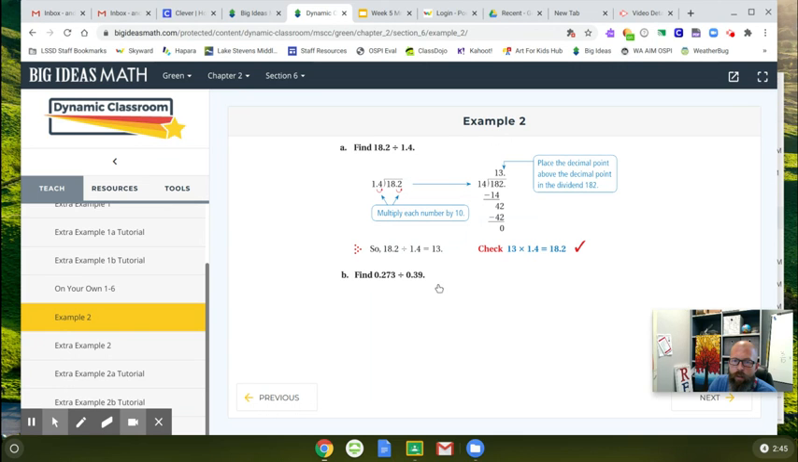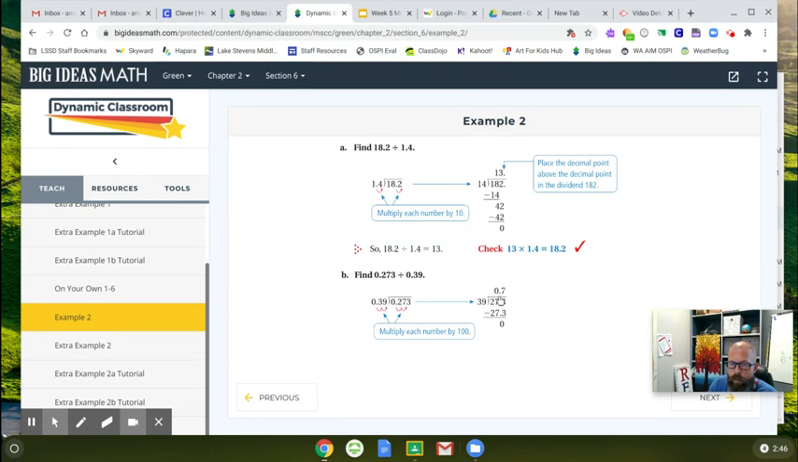So then here's another one. You have 0.273 divided by 0.39. Well, remember, we need to get the decimal out of this number on the outside. So this time we have to multiply by 100. So move it 2 places. And if I move this one 2 places, I also move this one 2 places. And it ends up looking like this. 27.3 divided by 39.